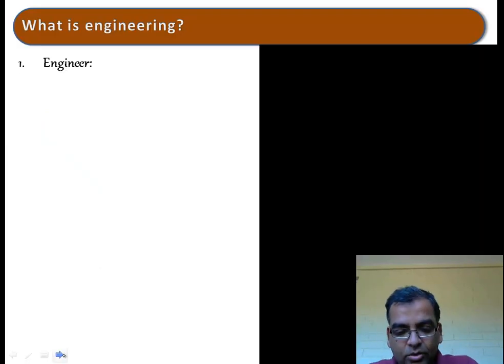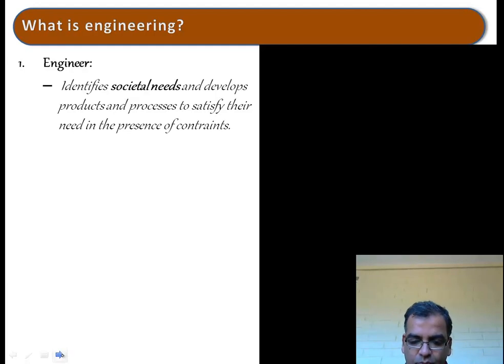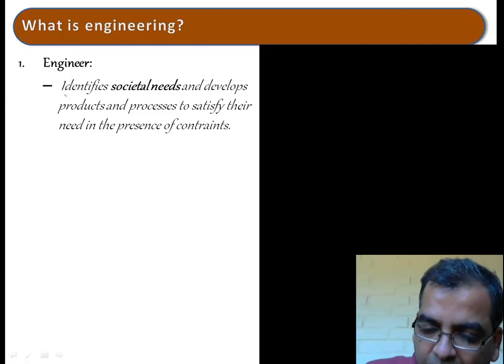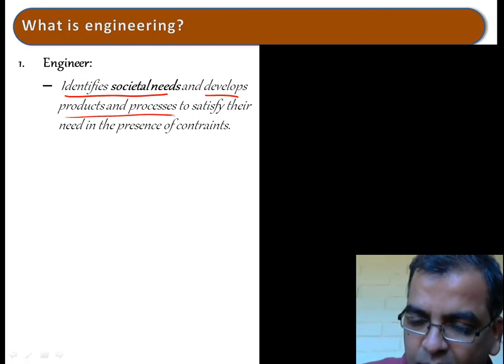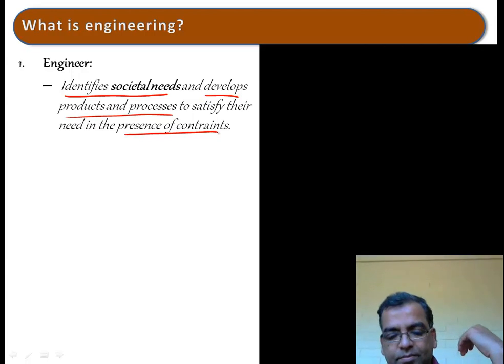Okay. So to understand the purpose, what is this whole design methodology idea? Let us start with a very simple thing. What is an engineer? What does an engineer do? You may have several answers. Many of you think roughly something along the lines that somehow they are people who solve problems or something like that. But I want you to understand that they do two functions. They identify societal needs and then develop products and processes to satisfy their need in the presence of constraints.